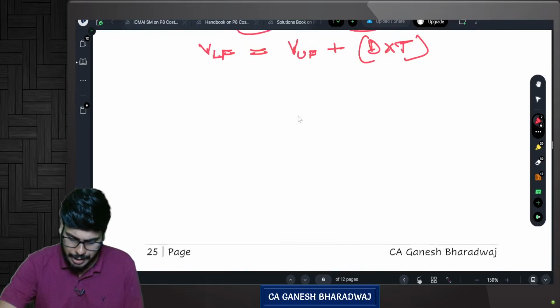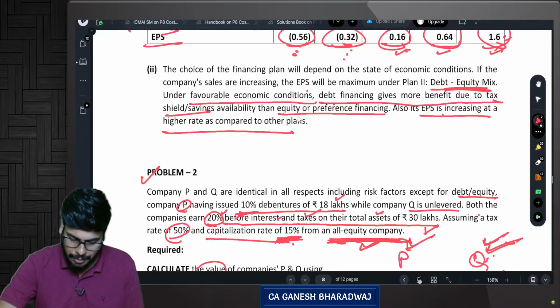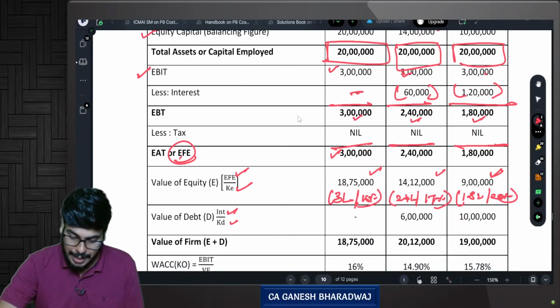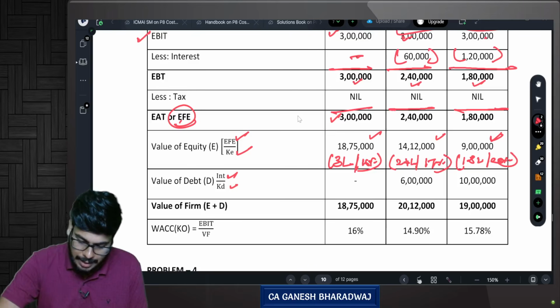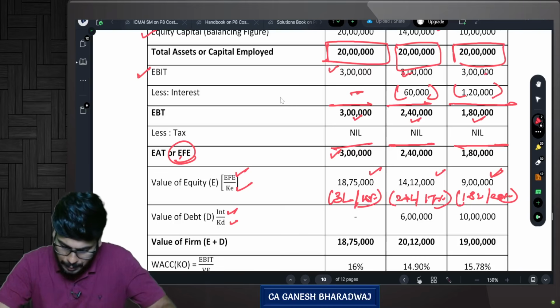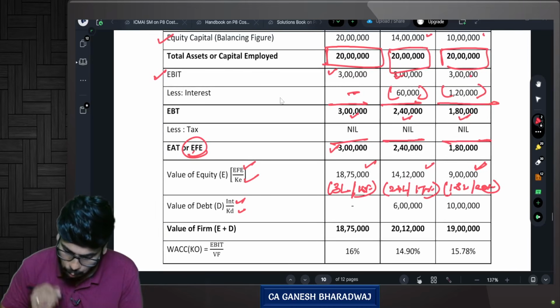So that's how we need to do it here. So value of debt we can find out easily. The value of debt is nothing but interest divided by KD. So this is nothing but, one second. What do we have here?